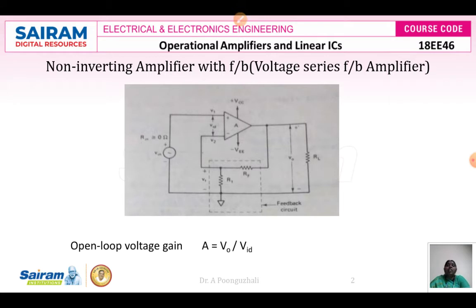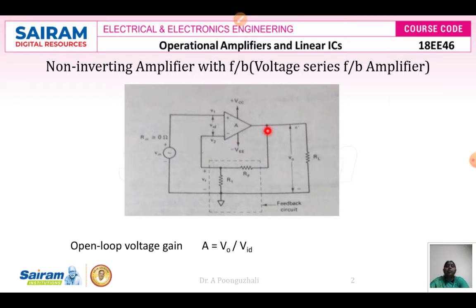The non-inverting amplifier with feedback is also called a voltage series feedback amplifier. The name itself tells it is non-inverting. Non-inverting means the input signal should be given to the non-inverting terminal of the operational amplifier, and to the inverting terminal we are going to give the feedback circuit.